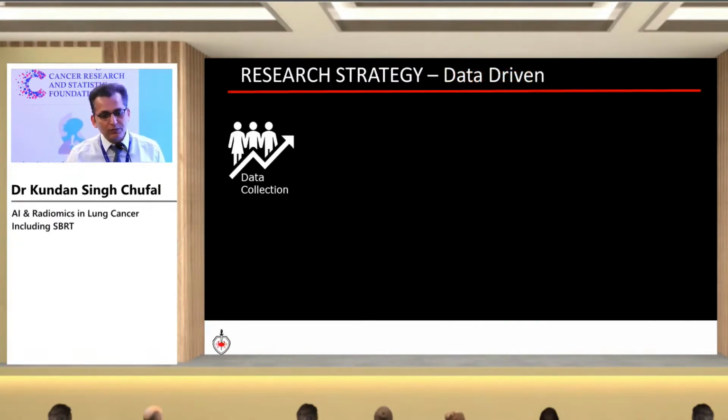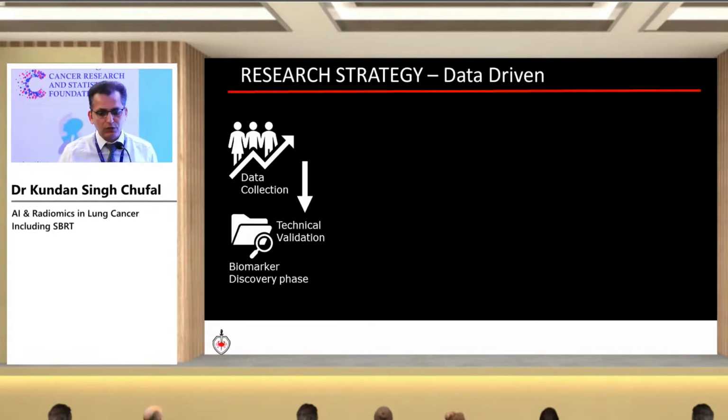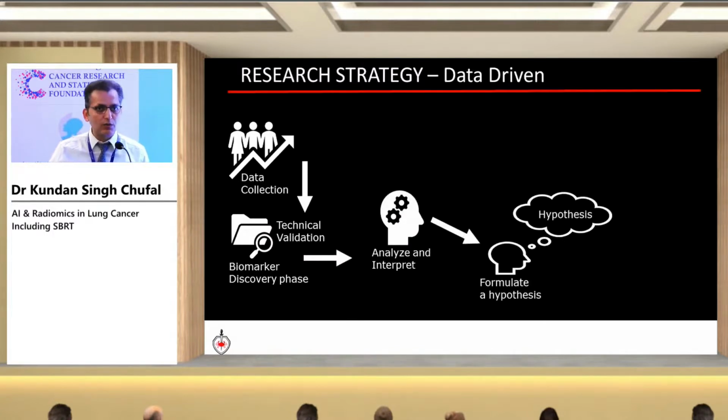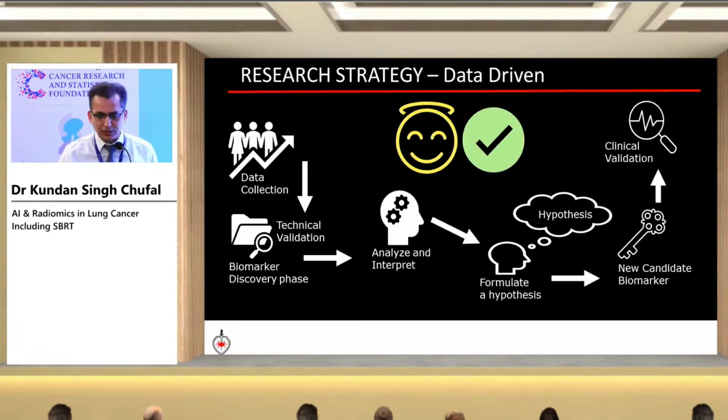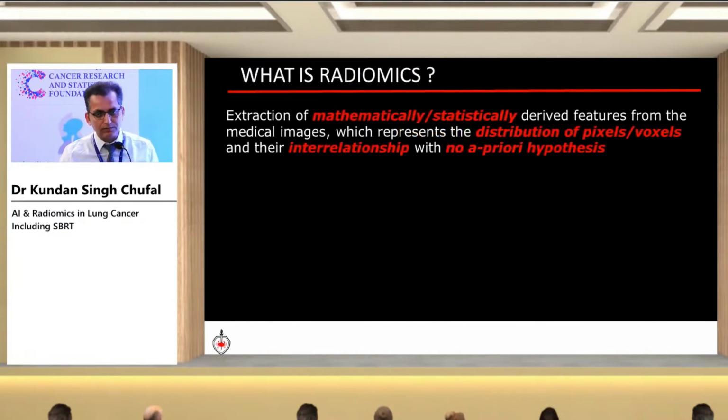So what we do is we do a data collection and then we do a technical validation, and we try to find it, it's an exploratory phase. We have images of maybe 200 patients, and then we try to get as many features from these images, and then we try to find out something which is very interesting, and then we analyze and interpret it, and then we formulate a hypothesis on some particular potential candidate biomarkers, and then we actually do a clinical validation in this particular scenario. And this is basically the right way of approaching AI based approaches for our clinical research.